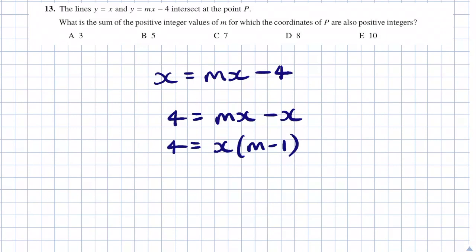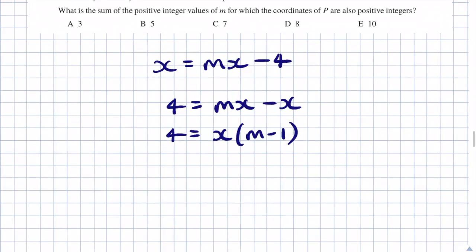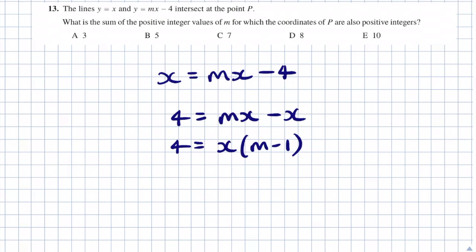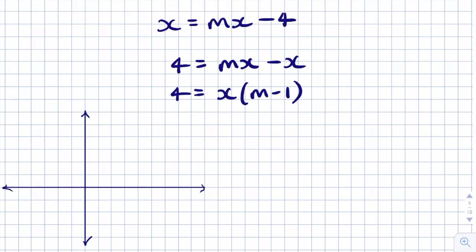I think something that's quite important to think about in this question is if we draw a graph, what these equations look like. We know that y equals x is obviously a straight diagonal passing through the origin. However, for y equals mx minus 4, we know the gradient can be anything so long as the intersection is always positive. We obviously know that our gradient can't be 0, because if it was 0, then we would have the line y equals minus 4, which would look something like this, and our intersection P would be negative.